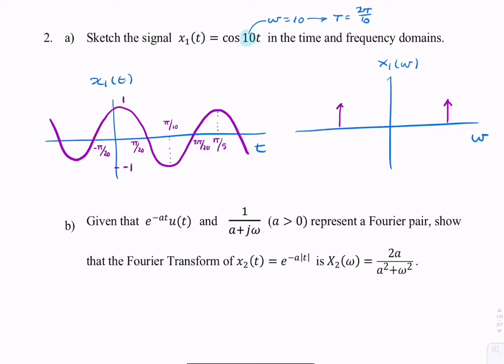So a symmetric pair of impulses at plus minus omega naught, which will be 10, and minus 10. And the height of these impulses will be pi. Now you could put the pi there if you like, that's fine. Is it necessary to show the negative side of the frequency axis? Yes. If you're asked for a frequency domain plot, you have to show both sides of the axis. So that's all you need for part A, for the 5 marks.